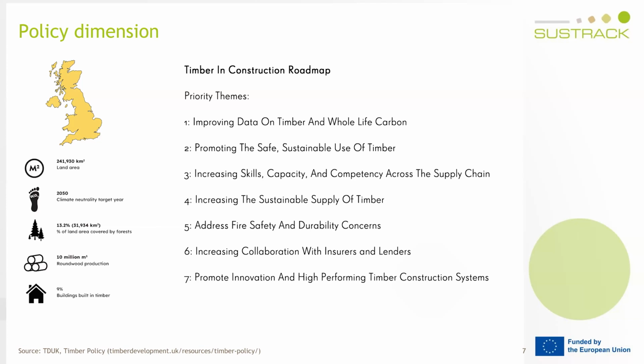And there are two areas in point number 5, two areas of huge concern, I would say, which need to be addressed, which have to do with fire and durability. Technical problems, I would say, which can be overcome, as you will see later in my presentation, but they are perceived as the key problems with this material. The last thing which I would say is the increased collaboration with insurers and lenders, so the purely financial aspect of this is quite important.